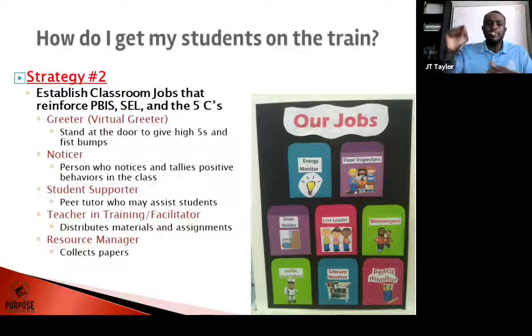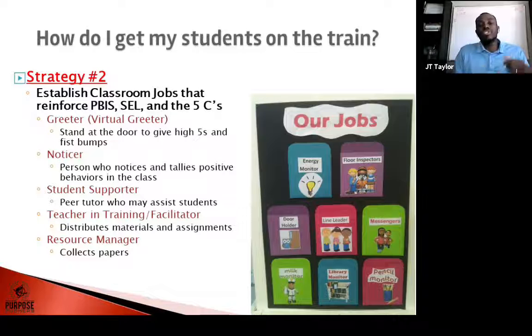Nominate someone as a noticer. This person is simply responsible for tallying positive behaviors that they see in class. Maybe the values and the expectations that you have established for the classroom, you want to employ someone to notice those different things. So if you find someone who is helping another student, put a tally by their name. It's quick, it can be done.